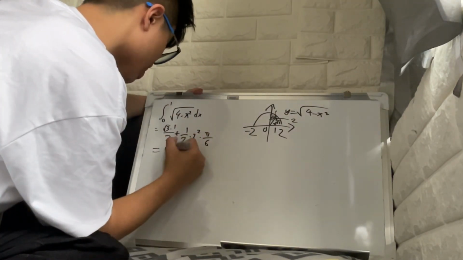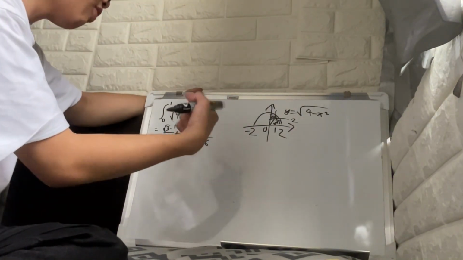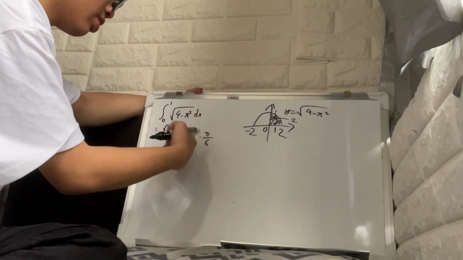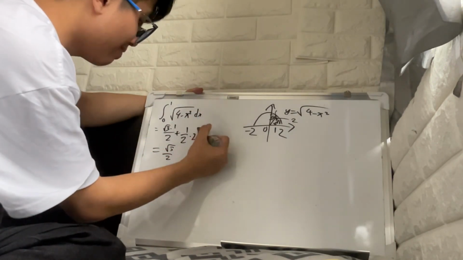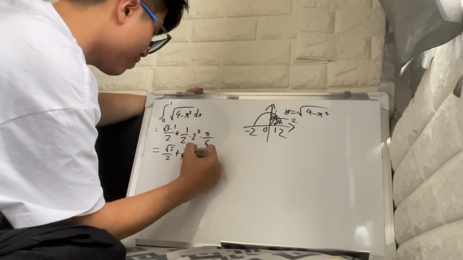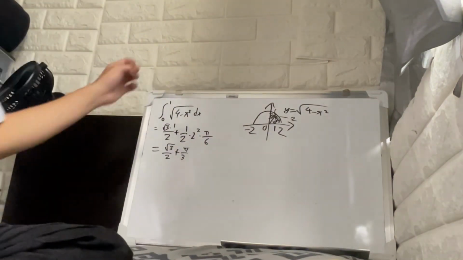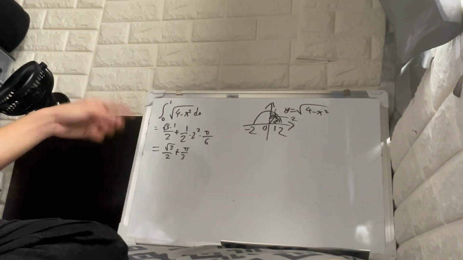So you get square root of 3 over 2, and then 1/2 times 2 squared is 4, and the 2 and 4 simplify to 2, so you get 2 pi over 6, which is pi over 3. And that's our answer: square root of 3 over 2 plus pi over 3.